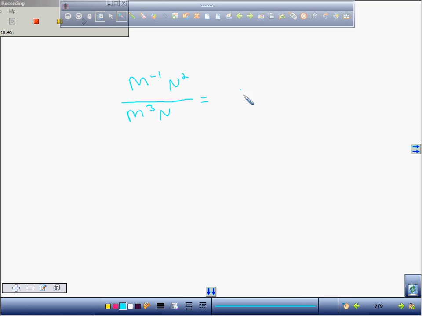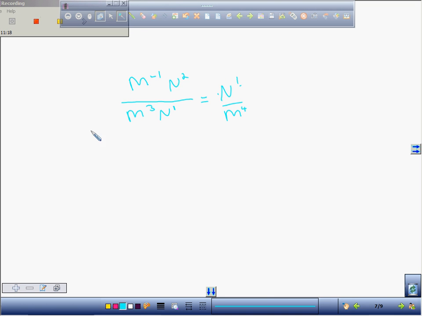Sorry. Elise is going to try. M to the second over, or n to the second over m to the fourth. Minus n to the second? No. But what number is here if you don't see anything? 1, right? So it's n to the first over what? Over m to the 4th. That would be correct, I believe.